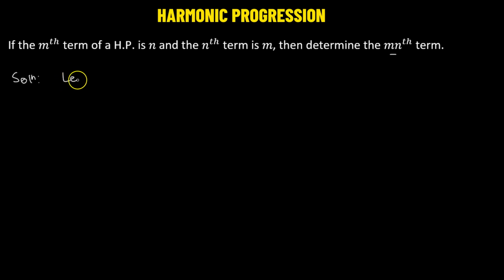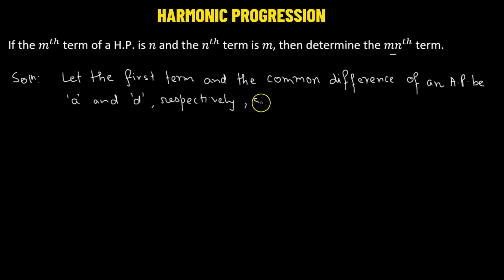So let us suppose that the first term is a and the common difference is d, such that the mth term of the arithmetic progression will be given by a plus m minus 1 times the common difference d. So this is the mth term of the AP. This is not the harmonic progression. This is the mth term of the AP.